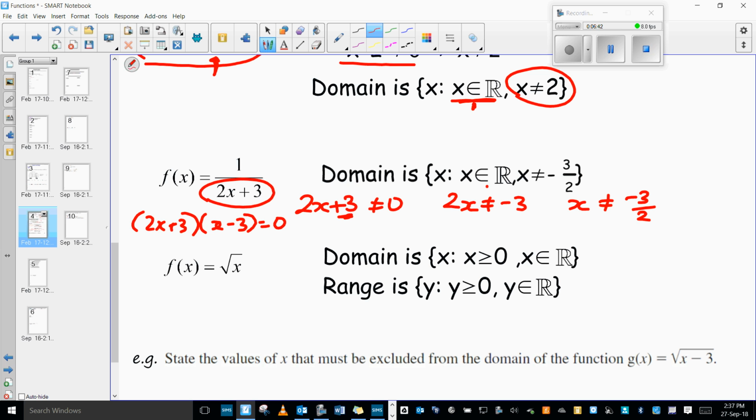So far, so good? The other situation was, we said we cannot take the square root of a negative number. So if this was our function, if f(x) was equal to the square root of x, then our domain would have to be that x has to be greater than or equal to 0, because it cannot be in the negatives. And our range would also therefore be limited. Our range would also be positive.